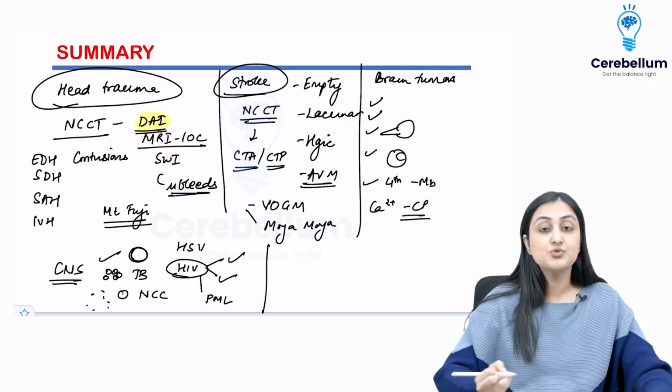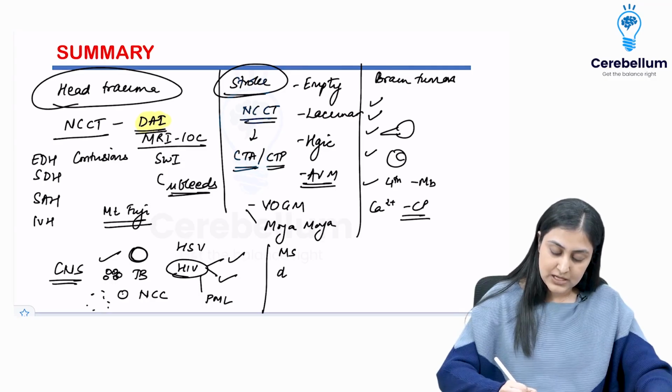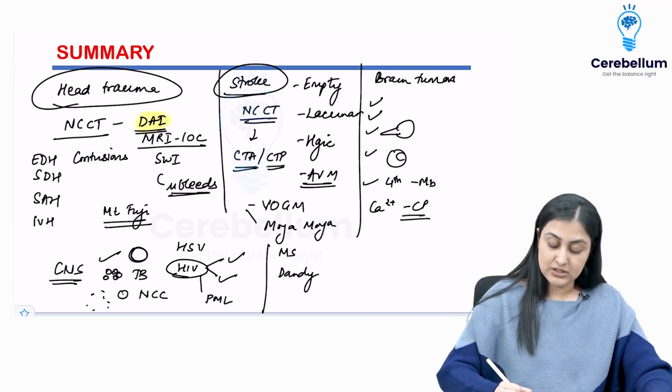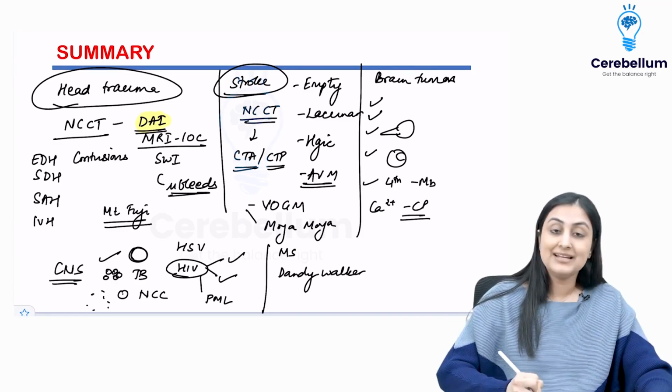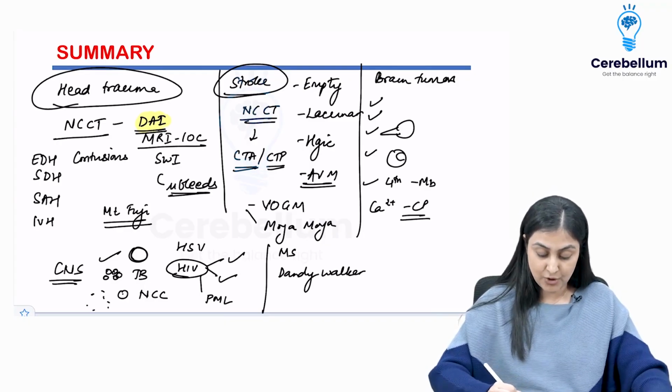After this, there were a few signs that we saw. So we saw a condition of multiple sclerosis. We saw how a Dandy Walker malformation looks like with a posterior fossa enlargement and cyst, and then there were a few salient features that we saw.